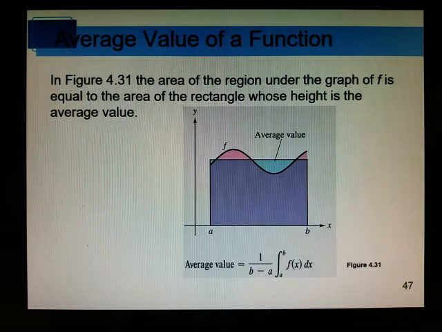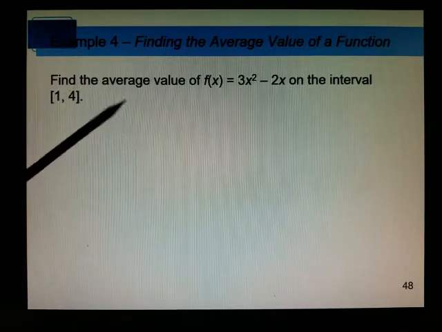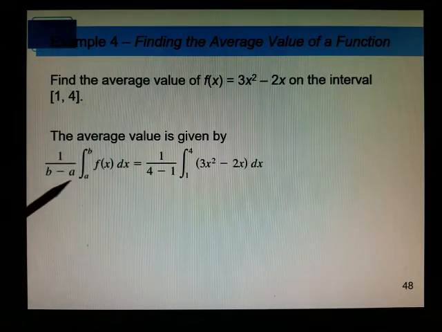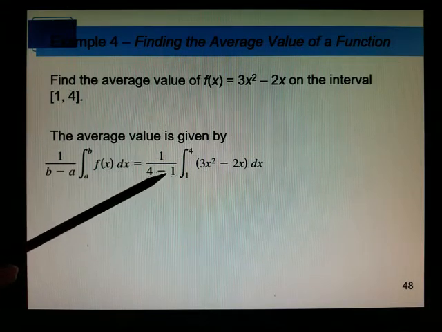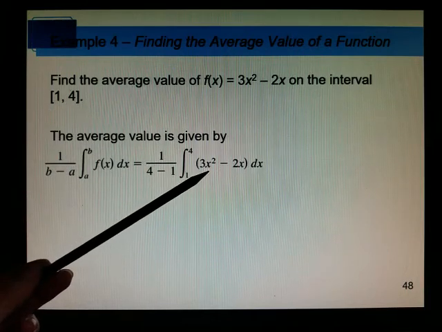So let's go to this one. Find the average value of f of x equals 3x squared minus 2x on the interval from 1 to 4. So the average value means I want to find the average of all the y values. So I need 1 over b minus a. Well, the interval went from 1 to 4, so there's a and b. Therefore, this will become 1/3. And then I'm going to integrate from a to b, that means from 1 to 4, of the function itself.